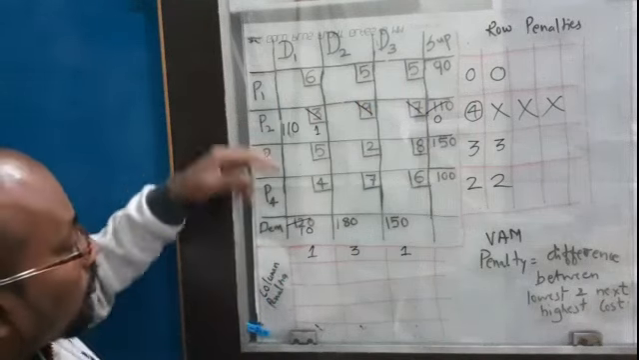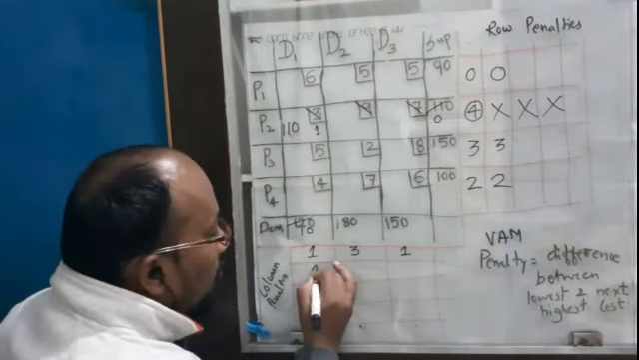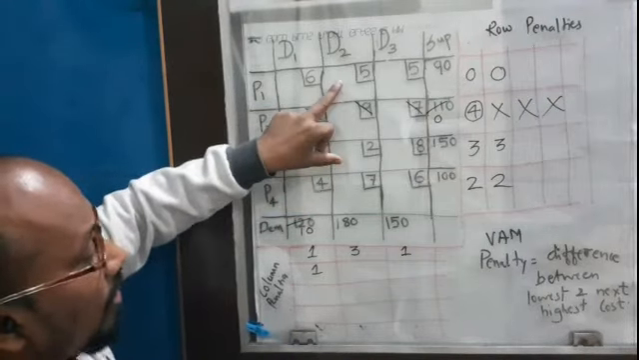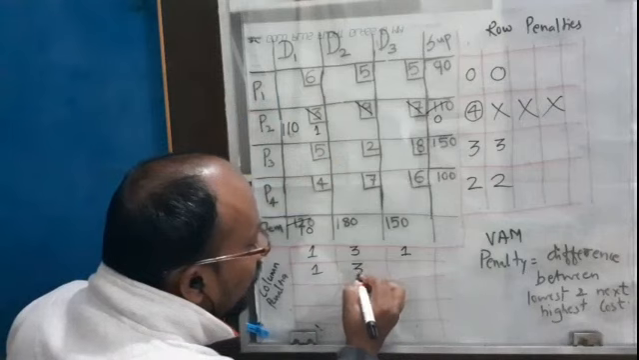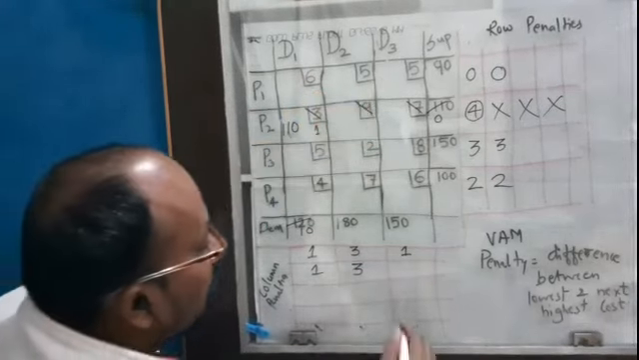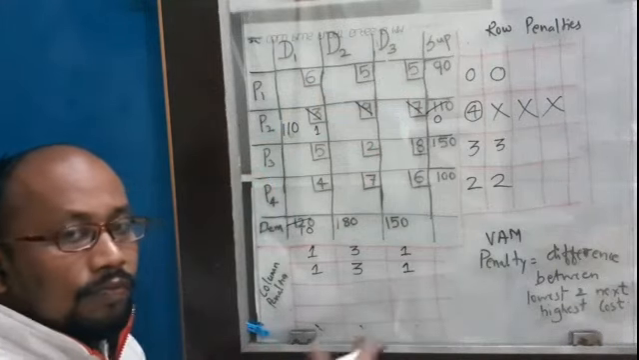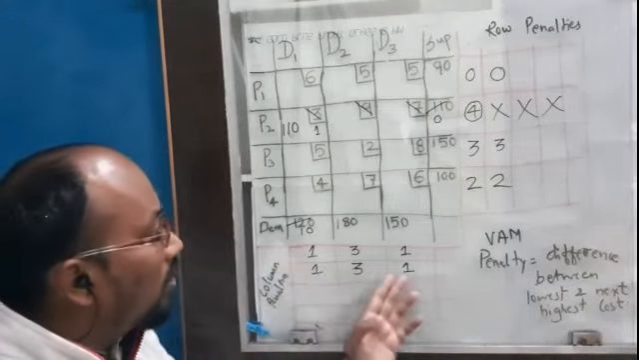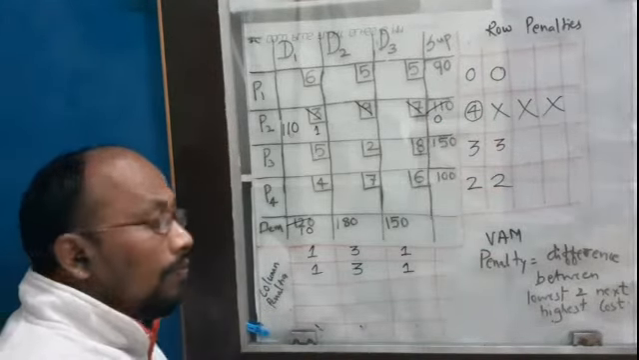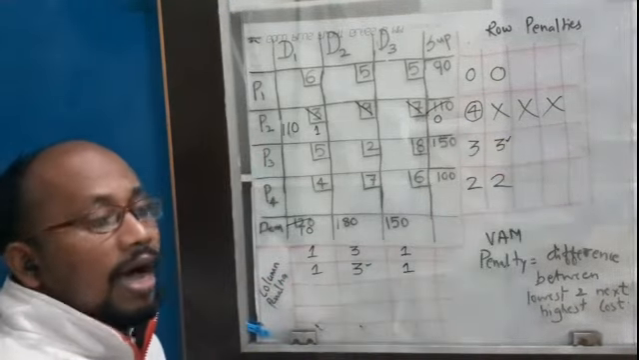For D1 the lowest cost is 4, next highest is 5, so the difference is 1. For D2 lowest is 2, next highest is 5, the difference is 3. For D3 lowest is 5, next highest is 6, the difference is 1. From these penalties we have to select the highest penalty row or column. So this one is the highest and this is also the highest.